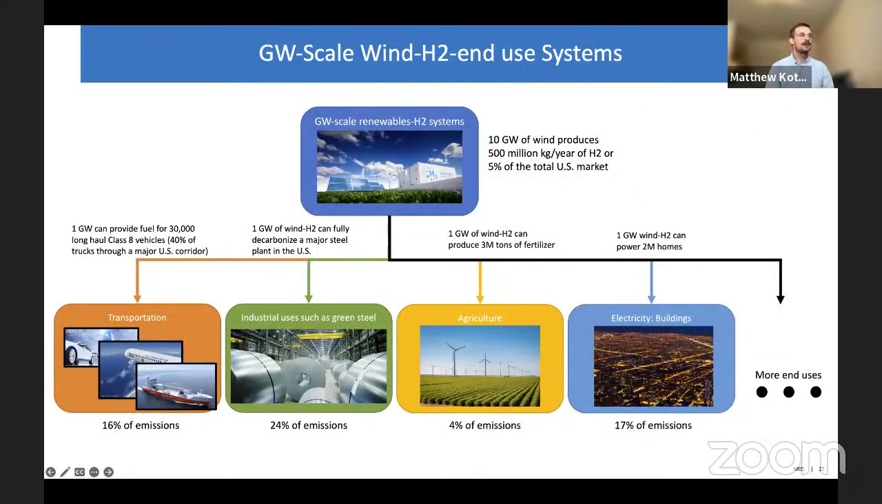This next project is looking at gigawatt scale wind H2 end use systems. Now, of course, this goes back to how hybrids can help and can be leveraged to achieve the different targets that the US has announced. And as you can see down below here, the 16%, the 24%, these are all total percentages of emissions in the US. And for example, if we are able to help decarbonize heavy industry, such as green steel, then you have, in essence, cut out a quarter of US emissions.